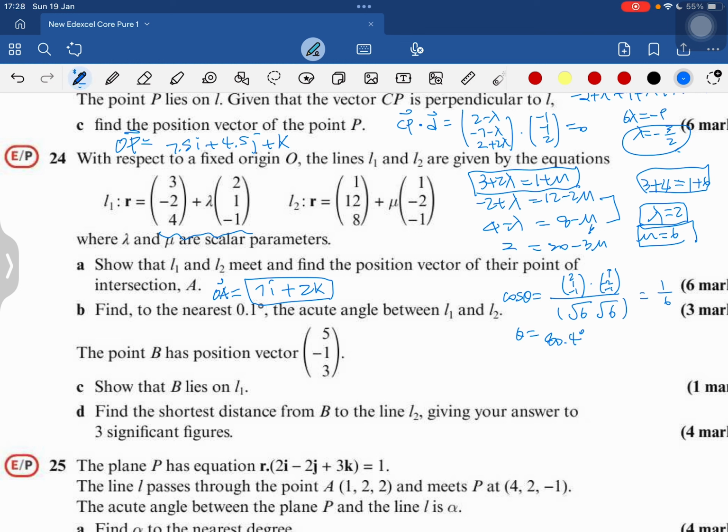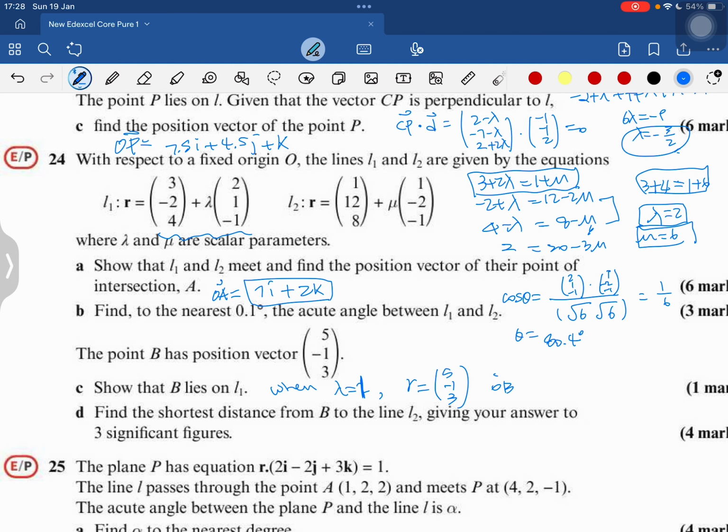And number C. Point B has position vector 5, negative 1, and 3. Show that B lies on L1. When lambda equals 1, R becomes 5, negative 1, and 3, which is OB. Therefore, B lies on L1.